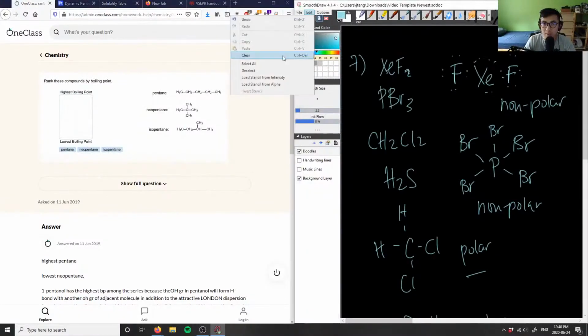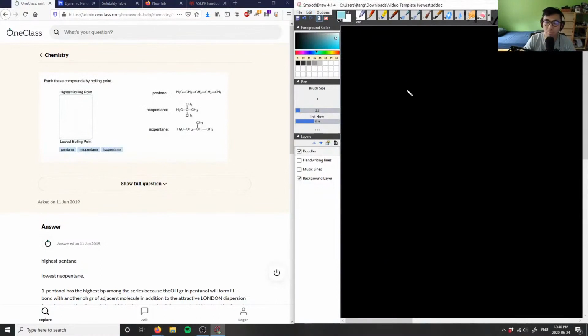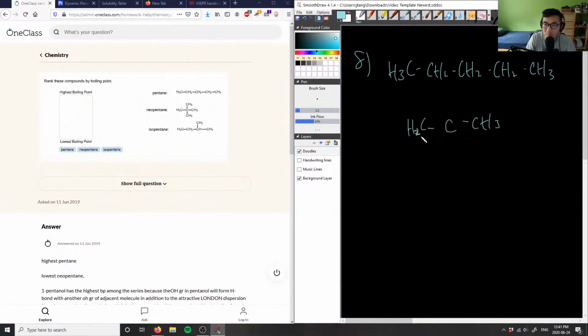All right, let's look at number 8. It says rank these compounds by boiling point. It's again very similar to what we were doing in the previous question. So we have pentane, neopentane, and isopentane. So let me draw that out. So that's pentane. We have neopentane. We have isopentane.